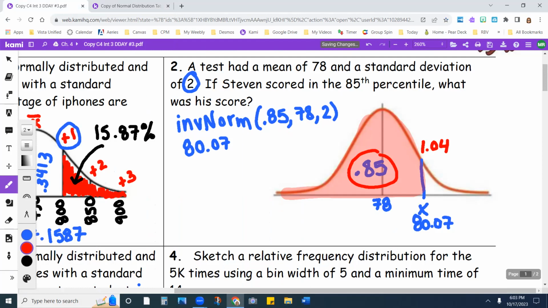So how do I make this become a score? I know that the mean is 78. I know every time I go out one standard deviation, it's 2 points. So I'm going to add 2 every standard deviation, and his standard deviation is 1.04. I'm going to put that into my calculator: 78 plus 2 times 1.04. And I get 80.08. So you see in both cases, it's about an 80.